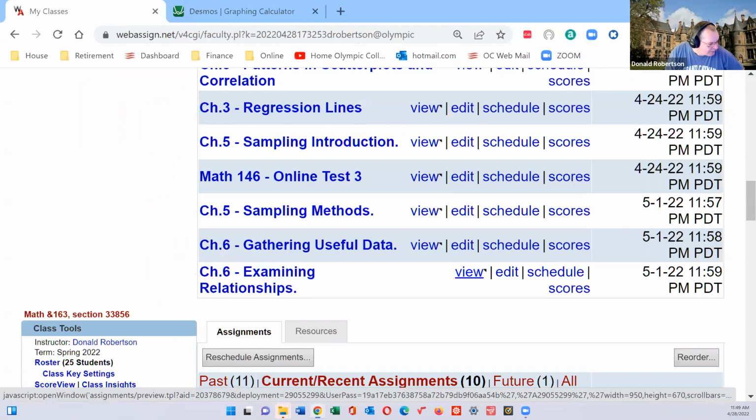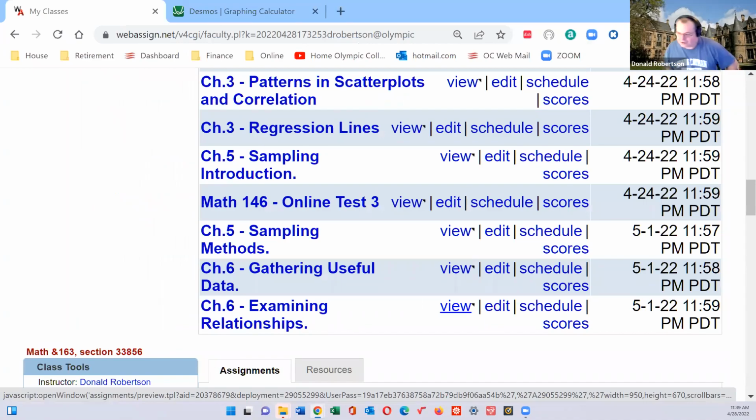And I am getting really good at this because it's 11:49.